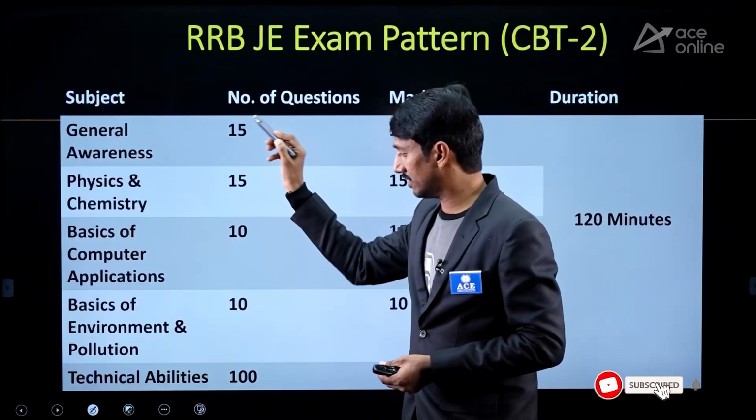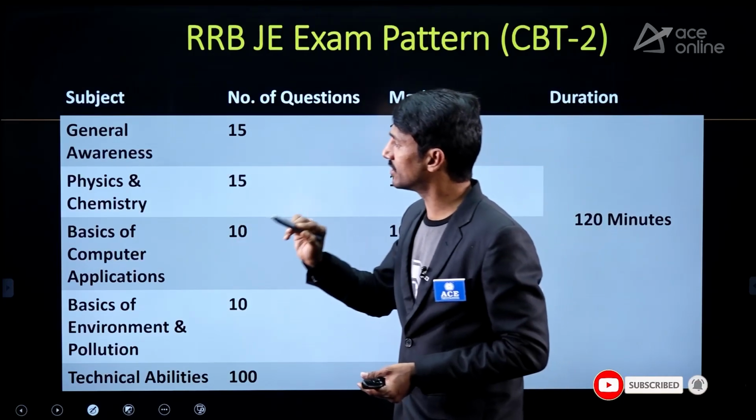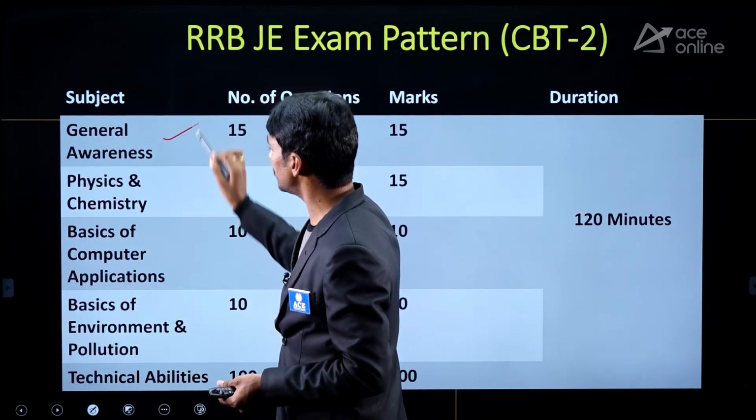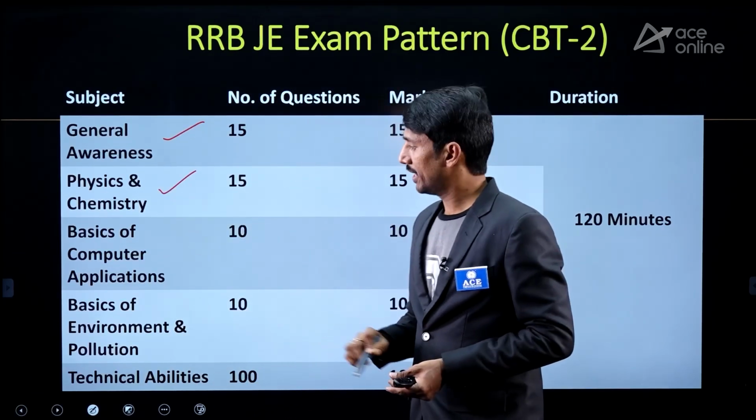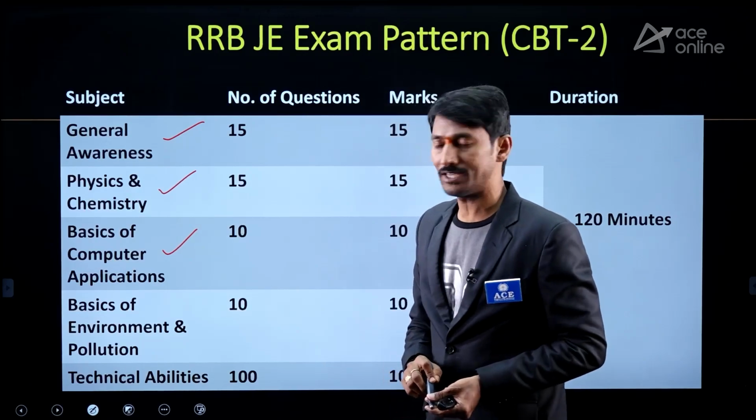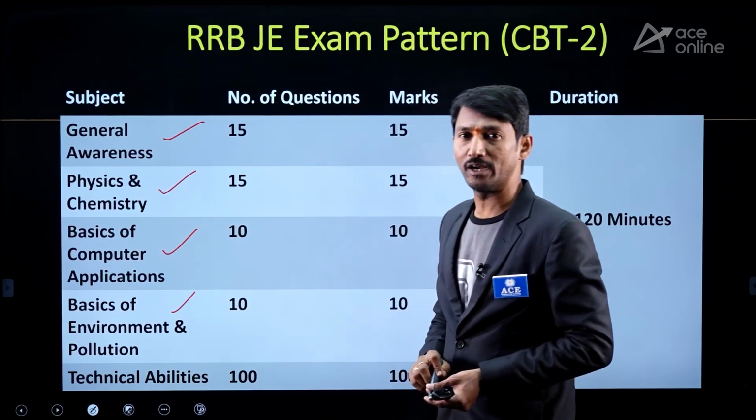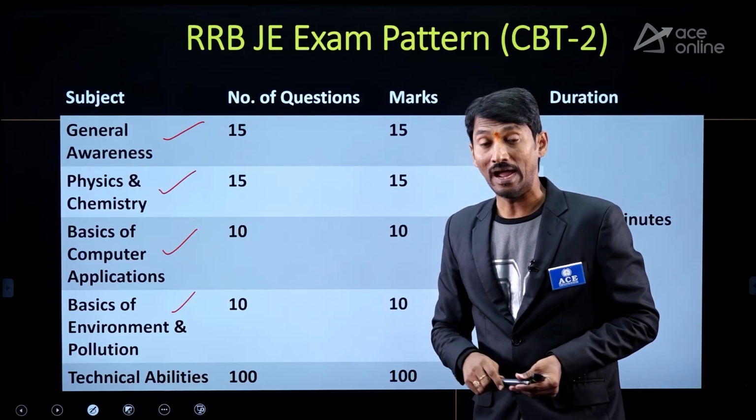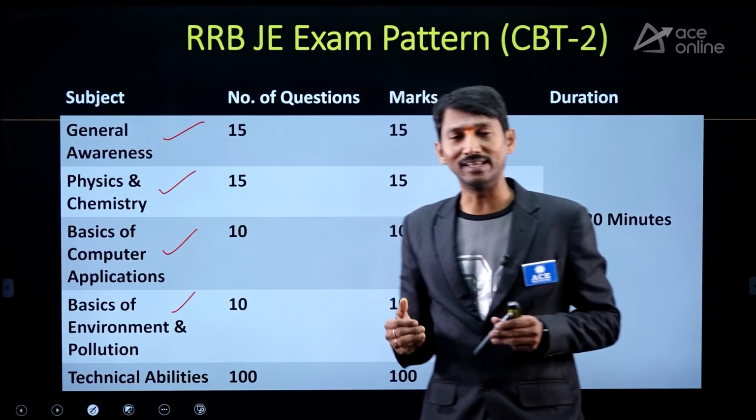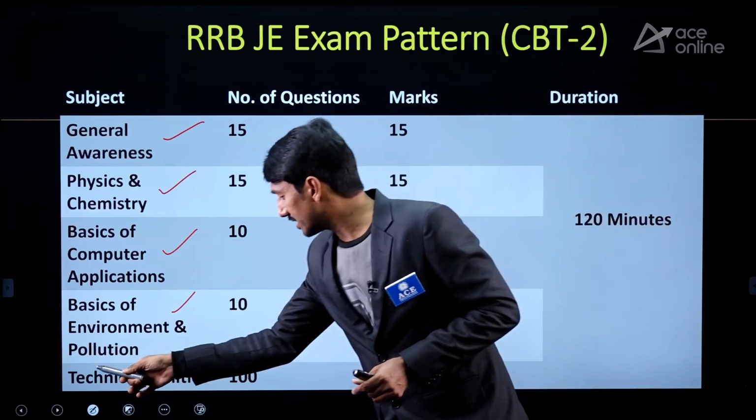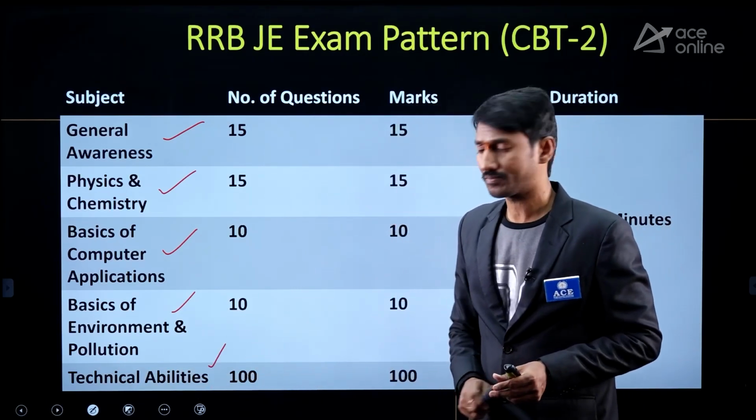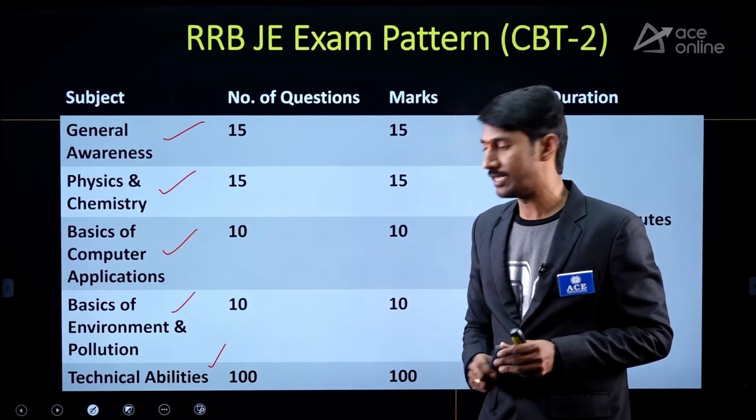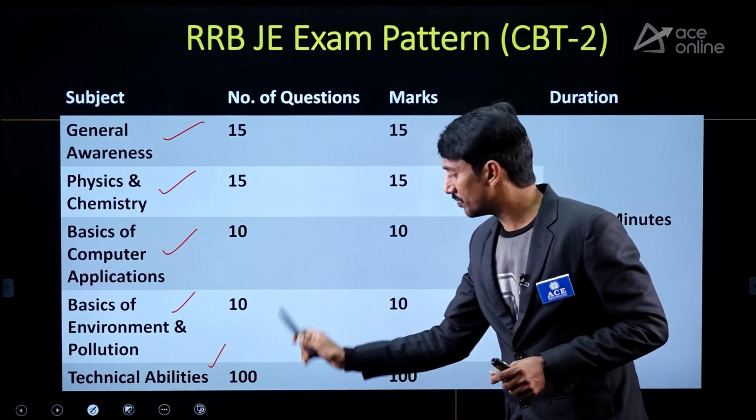Okay, here these are the corresponding categories: general awareness, physics and chemistry, basics of computer applications, basics of environment and pollution. All these are coming under general studies. And coming to our technical paper, that is the electrical engineering paper, that we can say technical abilities, right? From the electrical paper, 100 marks will be there for electrical students. So technical abilities, electrical paper, 100 marks.